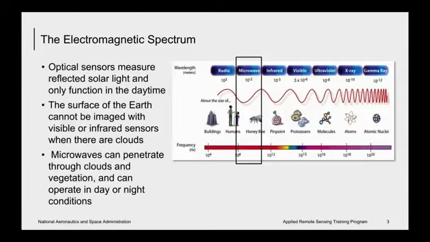So there are advantages to observing the surface of the Earth within the microwave range, and it is primarily that microwaves are not hindered by day or night or most weather conditions as optical sensors are.